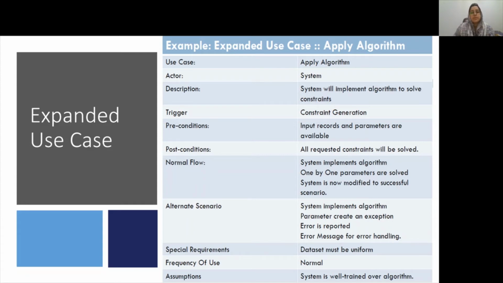Post condition that must be true after the use case has been executed. So in this scenario, the post condition is all requested constraints will be solved. Of course, there would be a description of all those constraints somewhere in our document. Then normal flow is what executes 80% or more of the time.